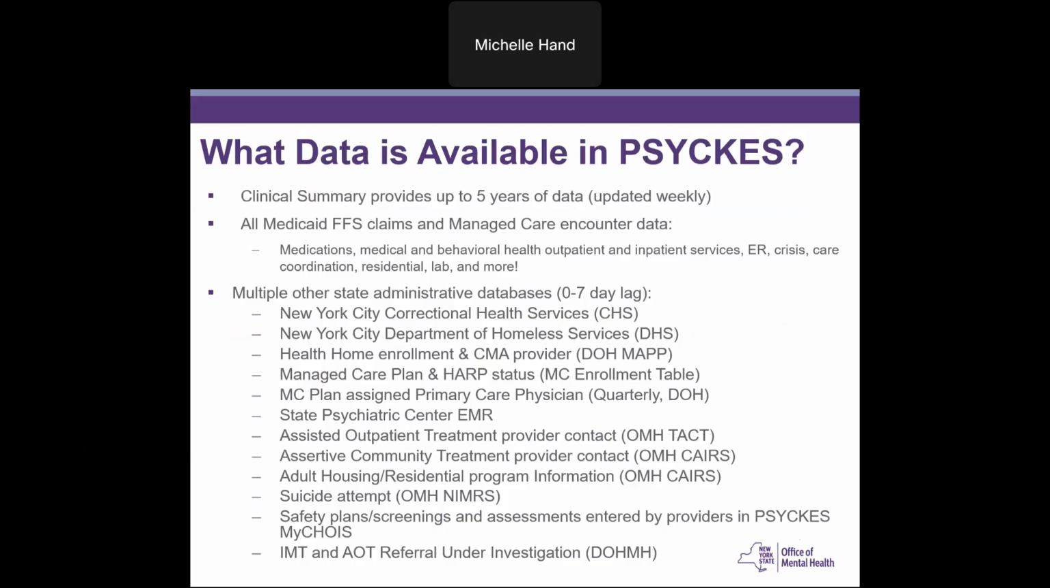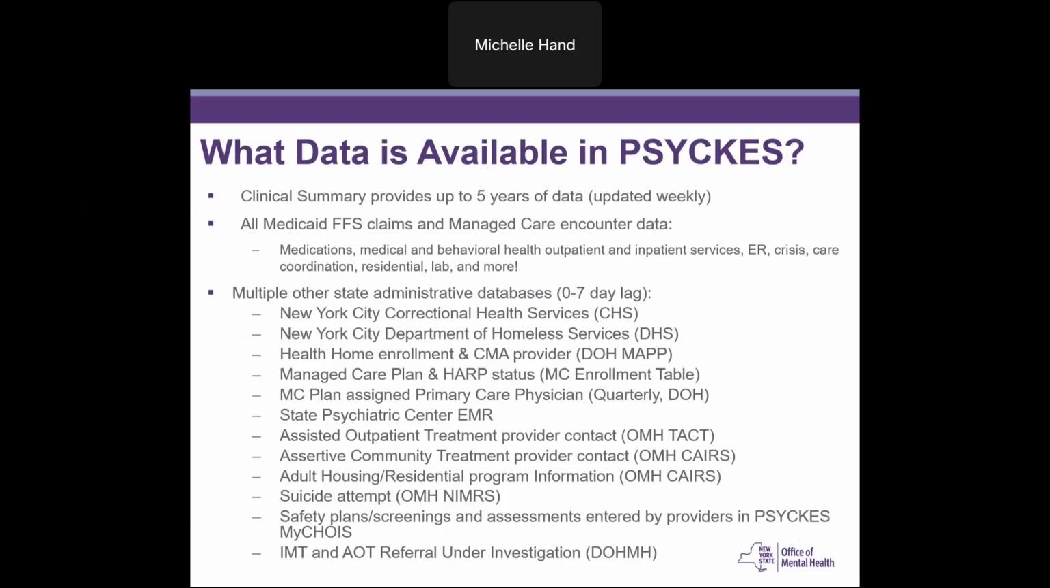Next, we have the New York City Department of Homeless Services data, and this provides us with the shelter name, the program type and placement date, exit date and reason, and the shelter director contact information. Then we also have the DOH MAP, Health Home Enrollment and Care Management Provider data source. So if a person is in outreach or enrollment, we have the name of the health home and the name of the downstream care management provider.